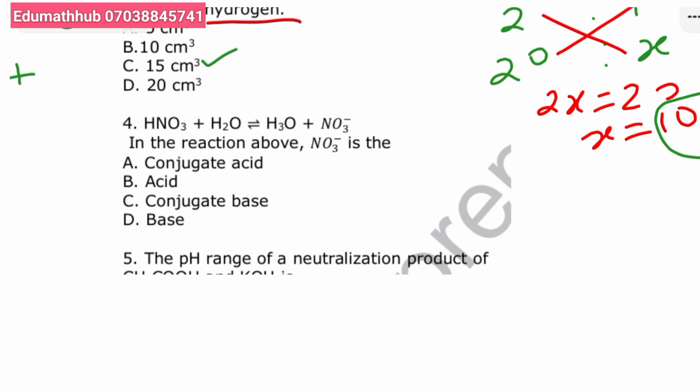So you look at the question now, this is HNO3 here, and this is NO3. So you can see that the H has been removed. So since the H has been removed, then that means NO3 minus is a conjugate base. Okay, it's a conjugate base. So the answer is option C.